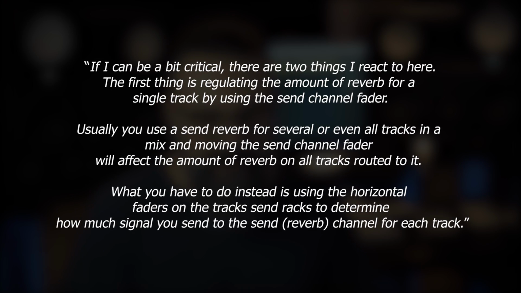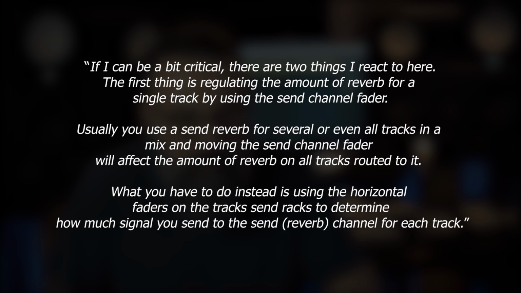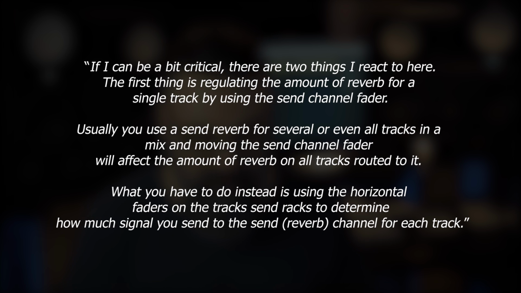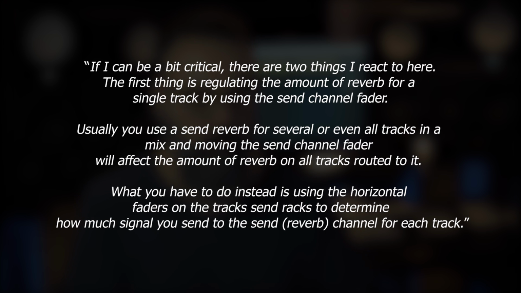First thing is regulating the amount of reverb for a single track by using the send channel fader. Usually, you use a send reverb for several or even all tracks in the mix, and moving the send channel fader will affect the amount of reverb on all tracks routed to it. What you have to do instead is using the horizontal faders on the track's send racks to determine how much signal you send to the reverb channel for each track.